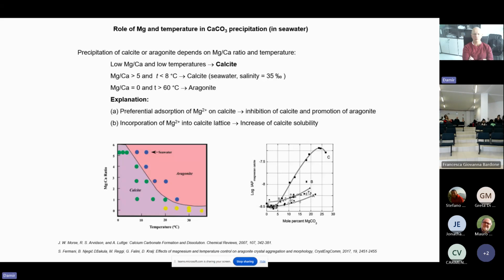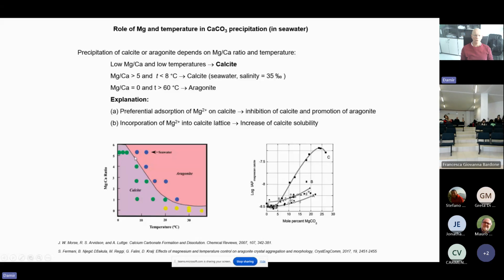Precipitation of calcite and aragonite definitely strongly depends on the ratio of magnesium to calcium, but temperature is also an important parameter. It is known, and shown in this diagram, that at low temperature and low magnesium-calcium ratio, calcite is the dominant phase. This value of 5 is typical for seawater.